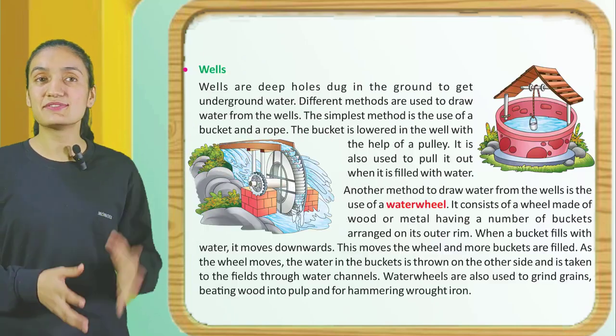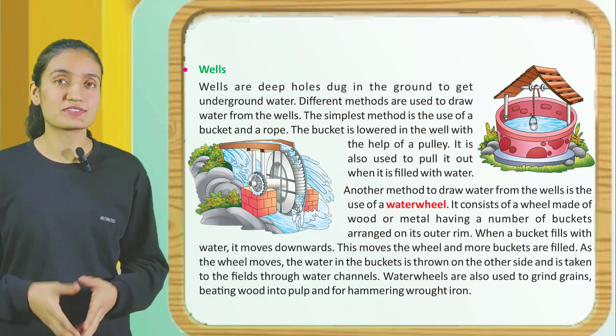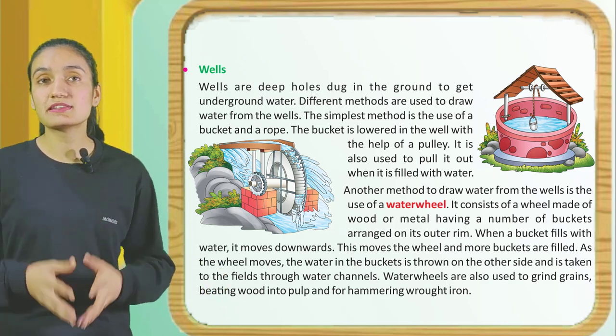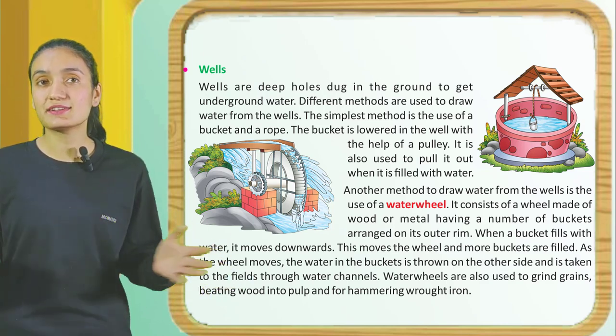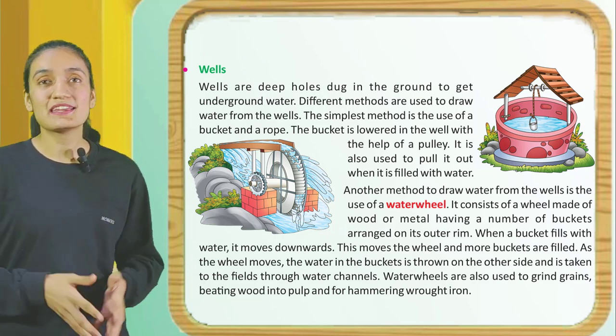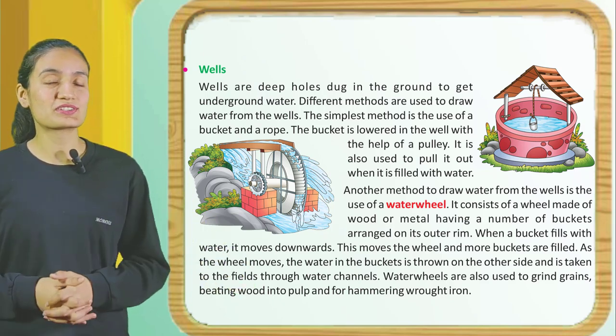Now, let's see wells. Wells are deep holes dug in the ground to get underground water. Different methods are used to draw water from wells. The simplest method is the use of a bucket and a rope. The bucket is lowered into the well with the help of a pulley. It is also used to pull it out when it is filled with water.